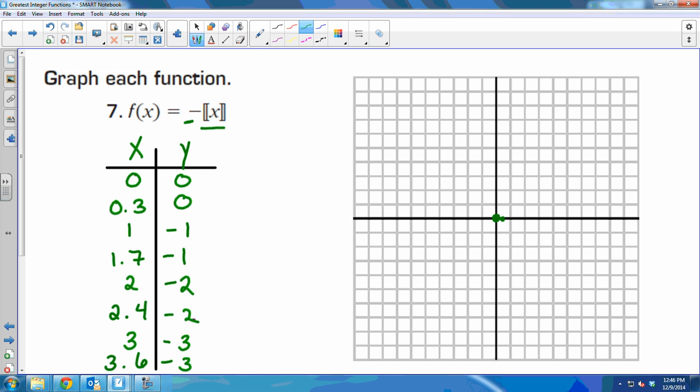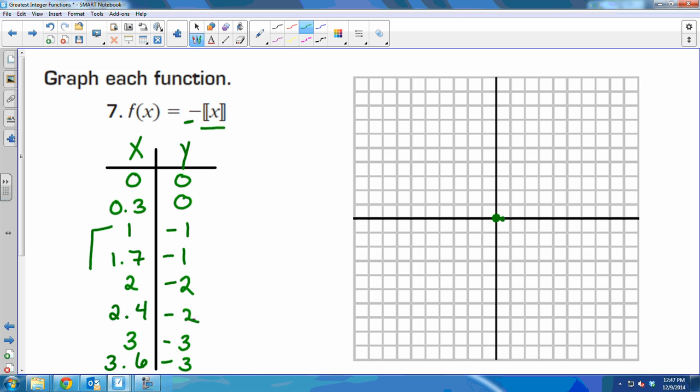Every point in between 0 and 1, right? You could use whatever decimal you wanted between 0 and 1, so every single one would be 0, all the way up until when you get to 1. But at 1, it changes, right? Until x equals 1, and then it changes in our table.